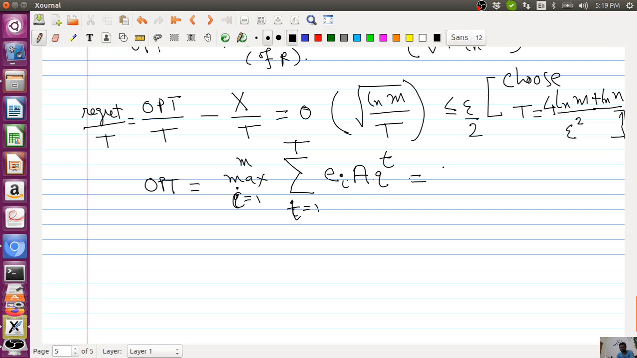So it's equal to max over i of ei A. Okay, so 1 by T, let's carry this 1 by T. ei A times the summation of Qt over t, divided by capital T. Oh, this is over T.